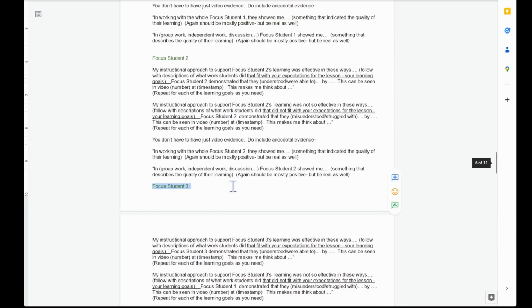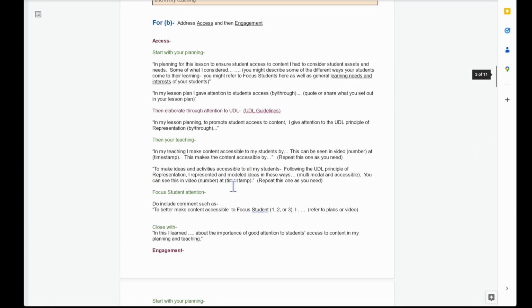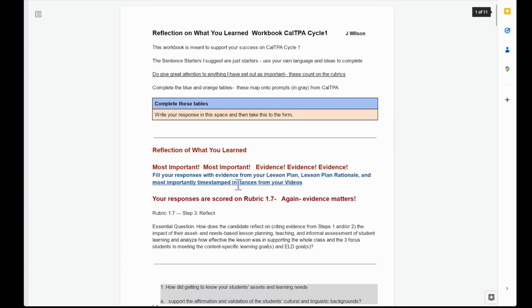So I do this throughout each of the templates. This is an example from the template on reflection, but you'll find this for each one of the templates that's required. All 5 of the templates I've broken down into this kind of detail.